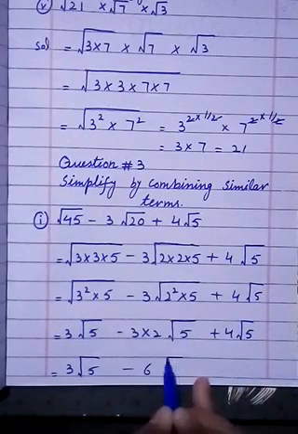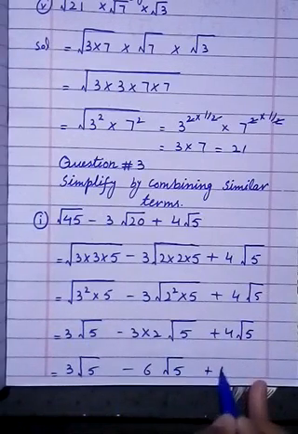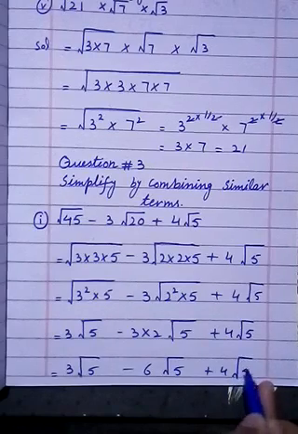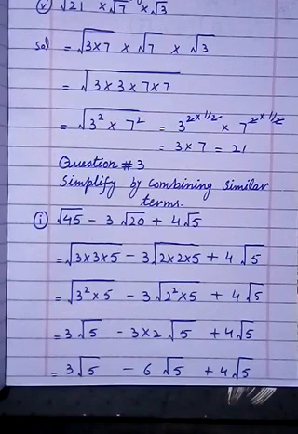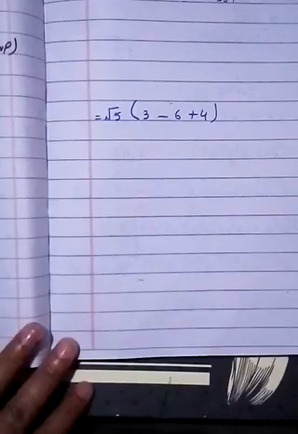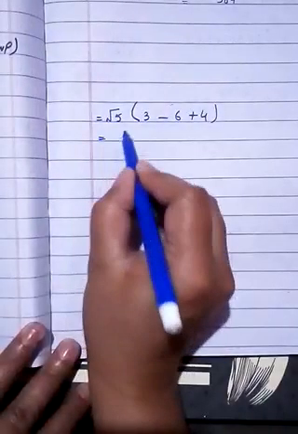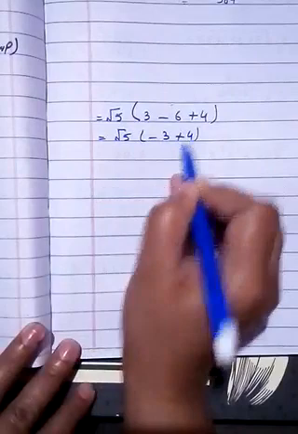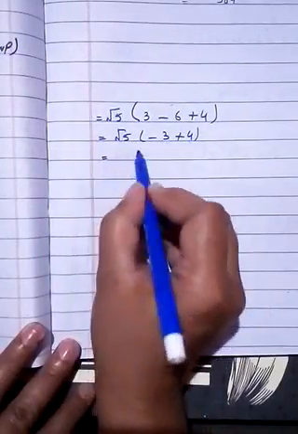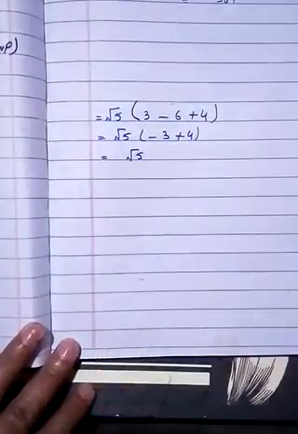Minus 6 under root 5 plus 4 under root 5. Now check which one is the similar term: under root 5, under root 5, under root 5. By combining the similar terms, taking under root 5 as common, it will be under root 5 times (minus 6 plus 4)... now 4 minus 3 is 1, so the answer equals under root 5. That is the answer.